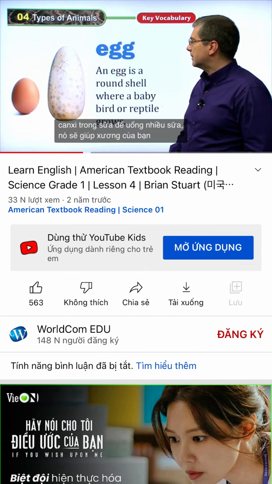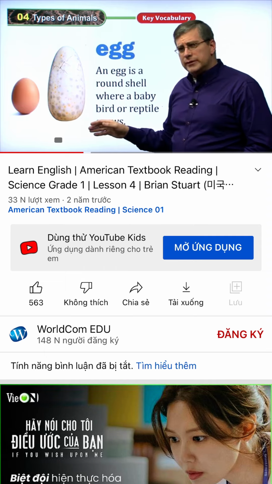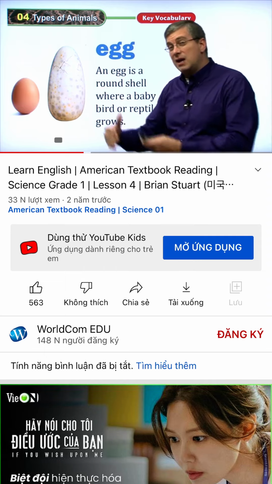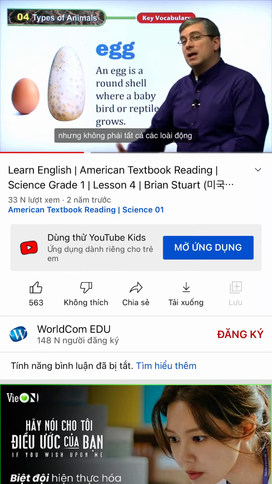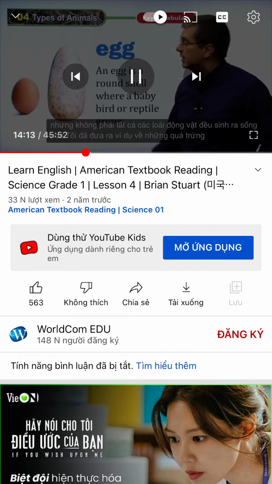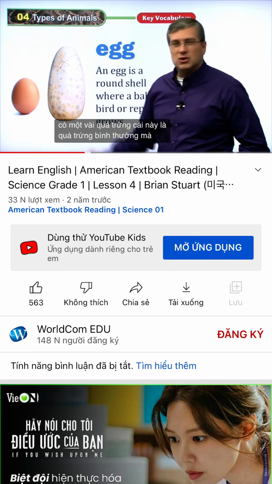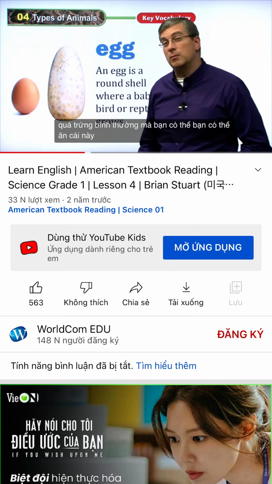Okay. Now, some animals, remember we talked before about mammals? Mammals give birth to live young, but not all animals give birth to live young. I gave the example of eggs. Here we have a couple of eggs. This one is the normal egg that you might eat for breakfast.